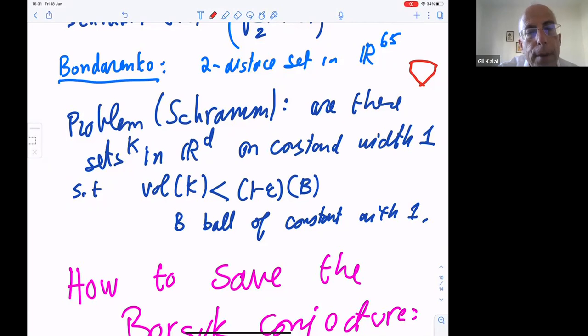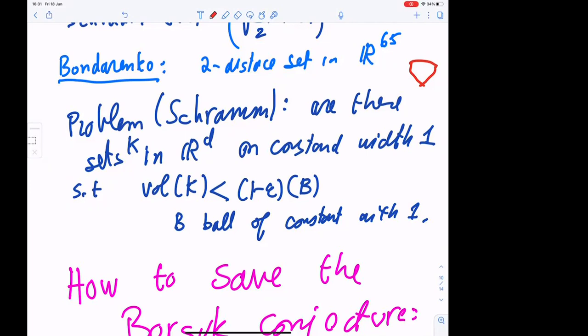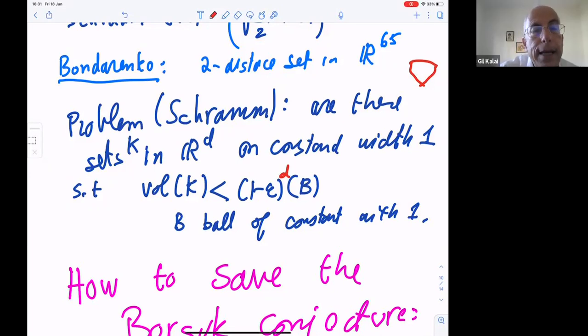And Oded Schramm asked both for the Euclidean geometry and for the spherical geometry, are there sets in R^D with constant width 1, so that the volume of the set is smaller than (1 minus epsilon) to the power of D times the volume of a ball of constant width 1.